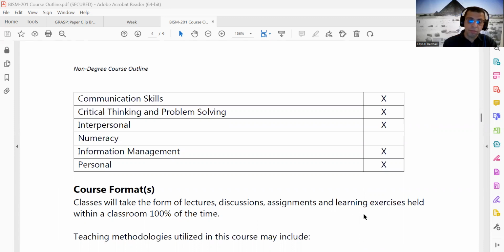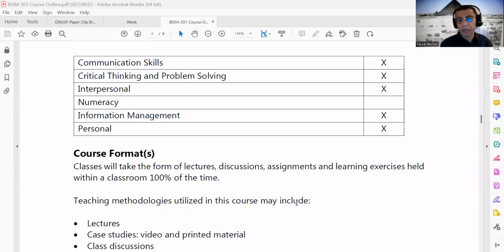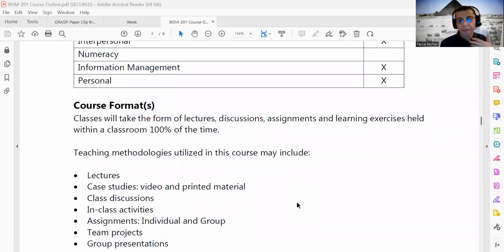100% of the time. And there will be a teaching methodology that may include lectures, case studies, histories, experience, videos, and printed materials, and class discussions. In class activities, we might have individual and group assignments, teamwork and team projects, and a group presentation.